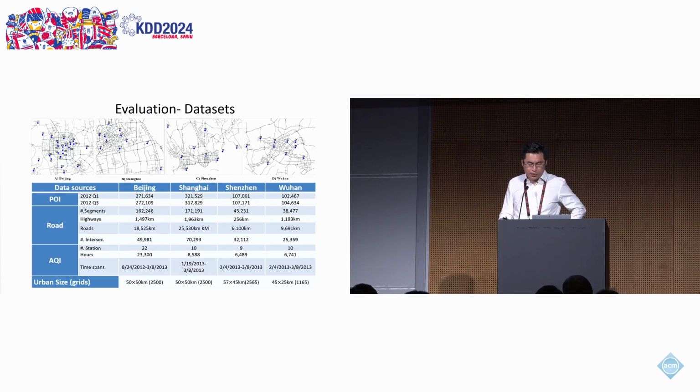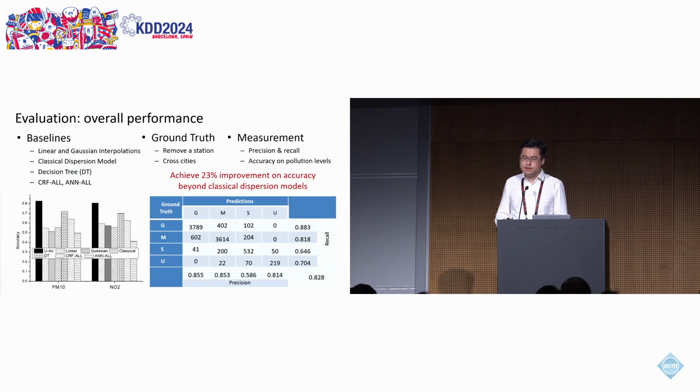We evaluate our model with the data from 4 cities. And the amazing thing is we get an accuracy improvement of over 20% beyond the classic dispersion model. This has been used for over 30 years in environmental science. They have been in a bottleneck for over 30 years, and this new technology has made a breakthrough and brought over 20% improvement.